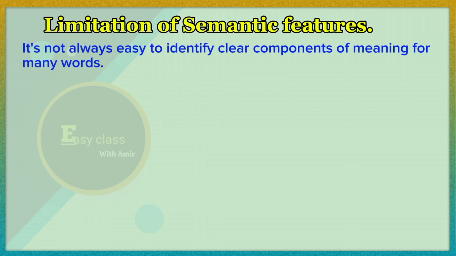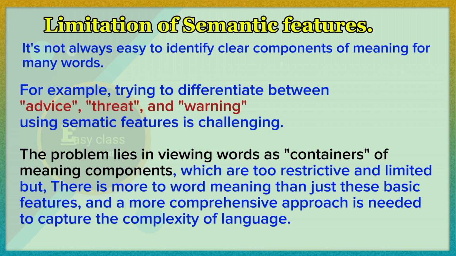Limitation of semantic features. It's not always easy to identify clear components of meaning for many words. For example, trying to differentiate between advice, threat, and warning using semantic features is challenging. The problem lies in viewing words as containers of meaning components, which is too restrictive and limited. There is more to word meaning than just these basic features, and a more comprehensive approach is needed to capture the complexity of language.